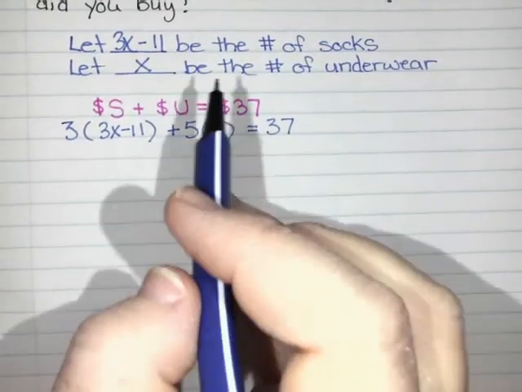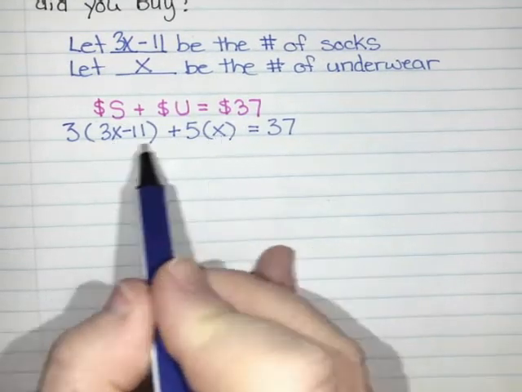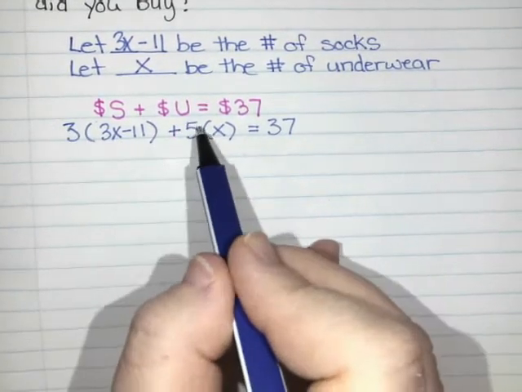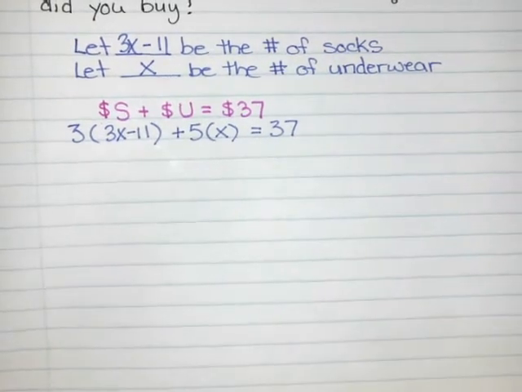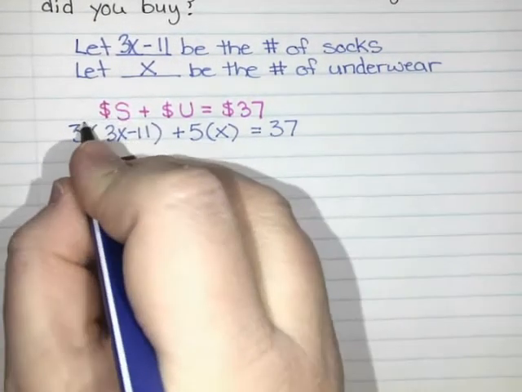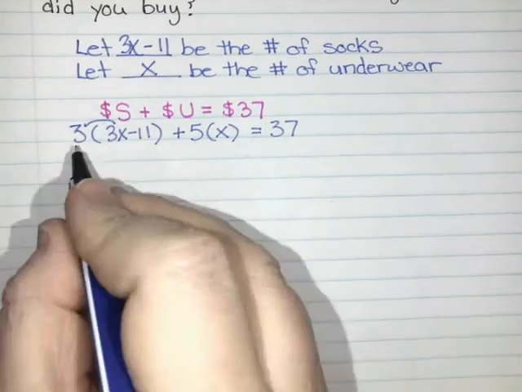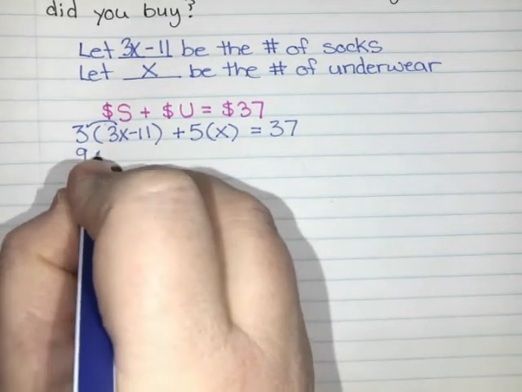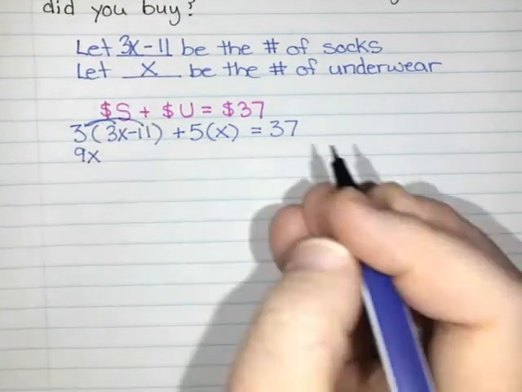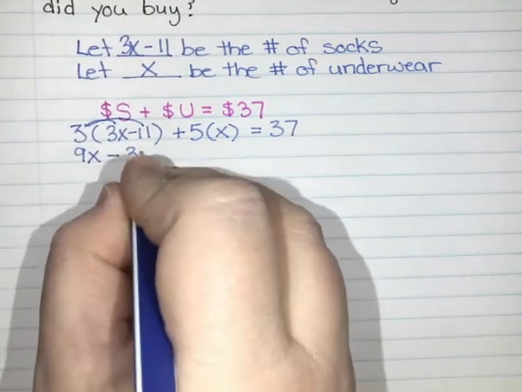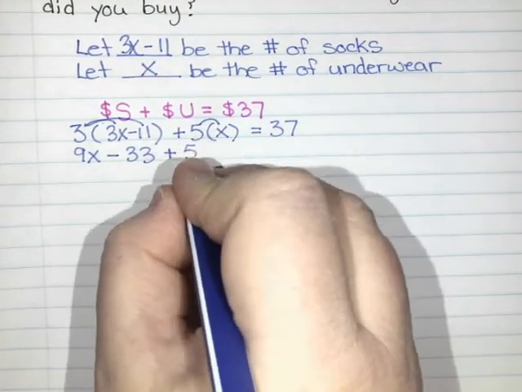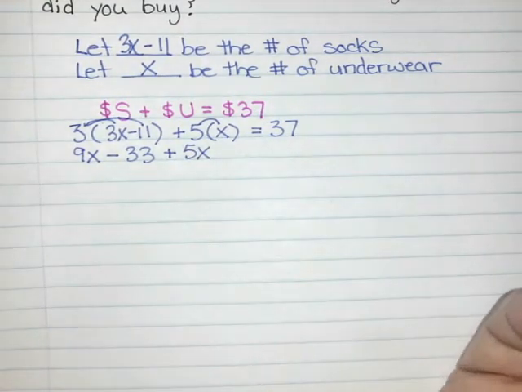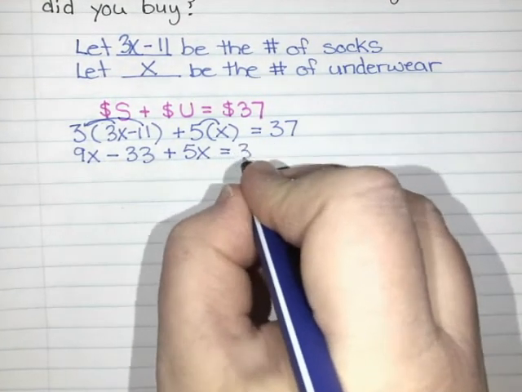When you're talking about value, you have to multiply the number by the value. So you have to multiply by $3 and $5. If you're not using the $3 and the $5 in your equation, you're doing something wrong. From here, I have brackets. I don't want brackets, so I'm going to multiply 3 into the bracket. 3 times 3x is 9x. 3 times negative 11 is negative 33. And 5 times x is just 5x. So I have 9x minus 33 plus 5x, and that still equals 37.